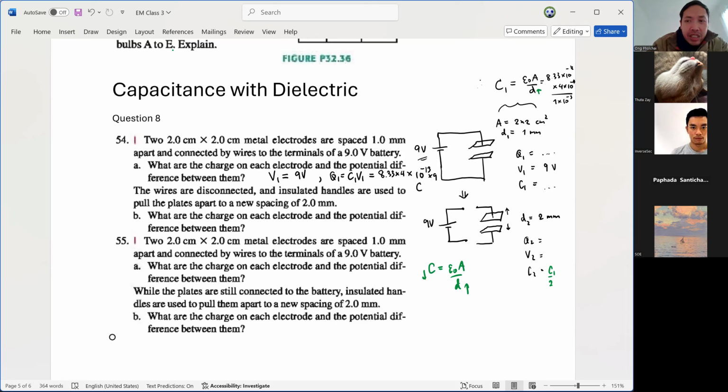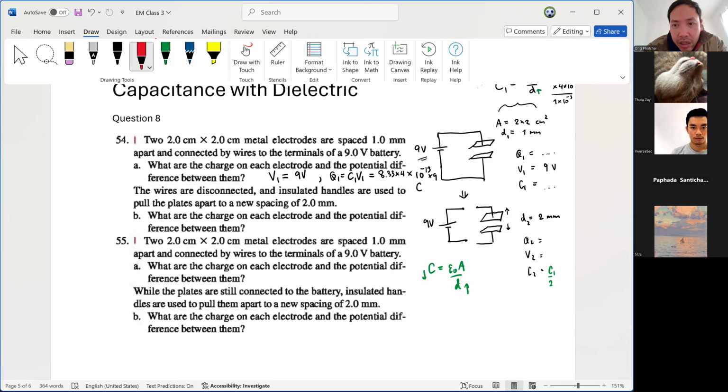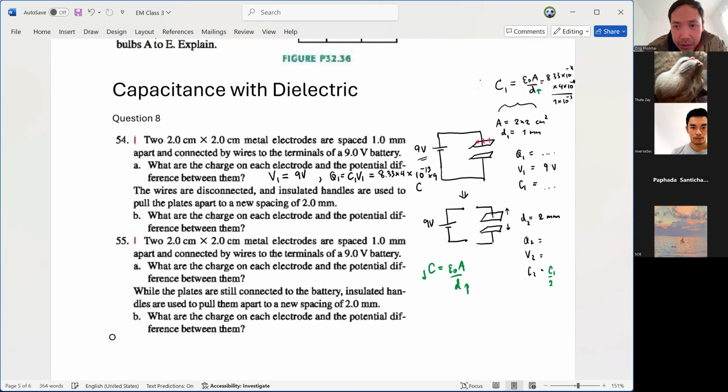So once you charge it, you're gonna get some charges on this, and then you disconnect. Now the charge is gonna be the same. What's gonna be the same is the charge, and C is gonna drop, and V is gonna increase. So why?